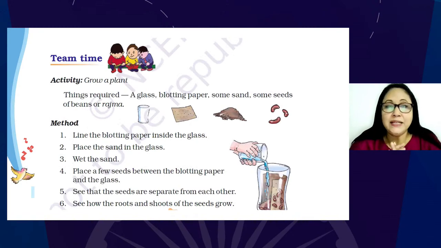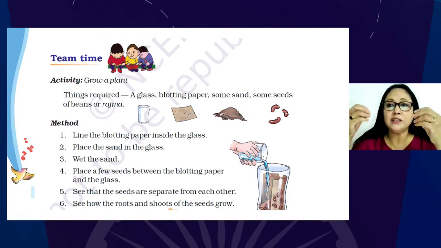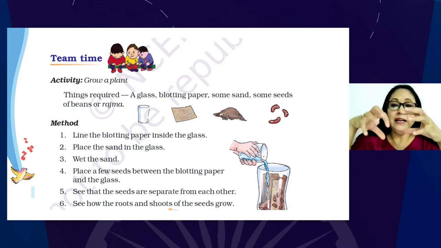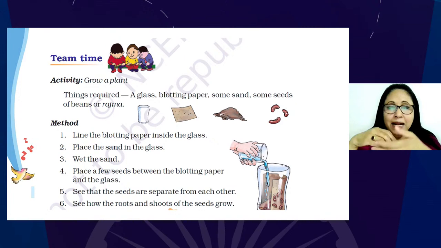Here is a very interesting activity that you can do as a team. I'm sure sir has done it in his school days. What you have to do is take a glass and a blotting paper. Instead of blotting paper, children, you can take moist cotton. Cotton ko pani mein bhigo ke aap use kar sakte ho. Fill the entire glass with some soil, that is sand, and line the entire glass inside with this blotting paper or the cotton. And in between the glass and the cotton, you have to place some soaked rajma seed or a chana seed or any peas. You have to soak it.